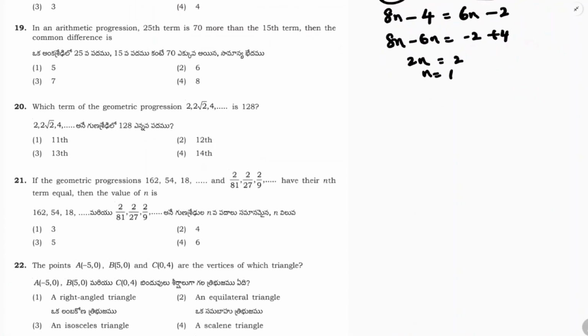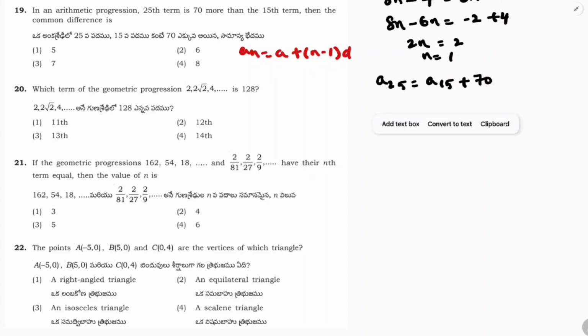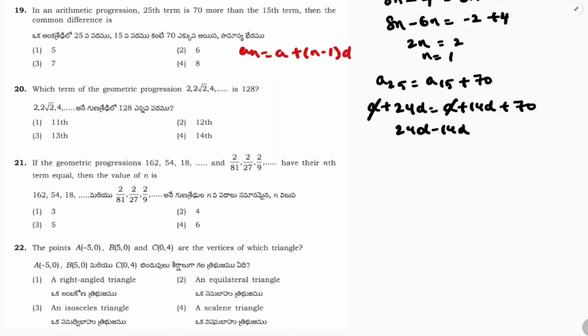In an arithmetic progression, the 25th term is 70 more than the 15th term. Apply the formula an equals a plus n minus 1 into d. The 25th term is a plus 24d, the 15th term is a plus 14d. So a and a cancel. 24d minus 14d is 70, so 10d is 70. So d is 70 by 10, which is nothing but 7. So the common difference is 7. Correct option is 3.